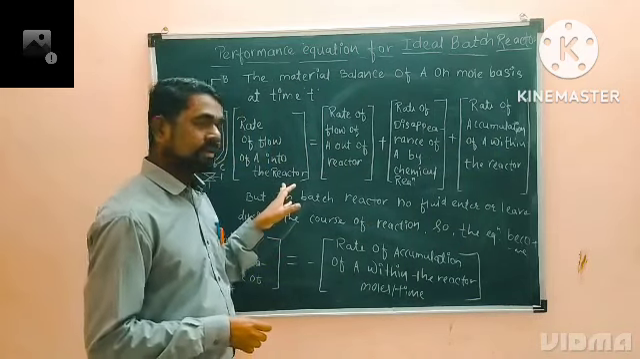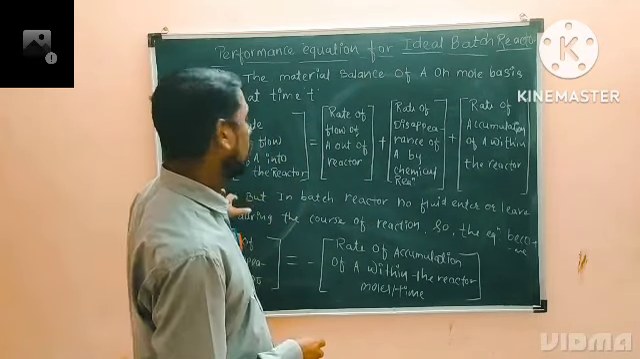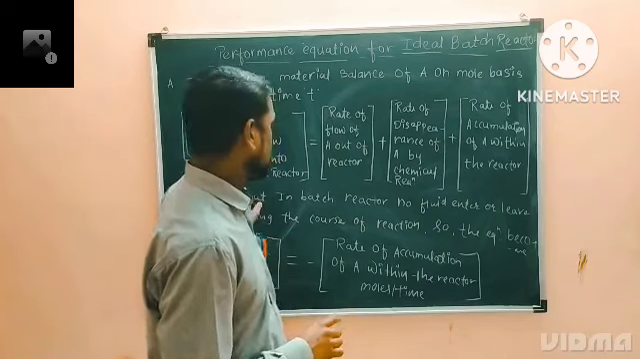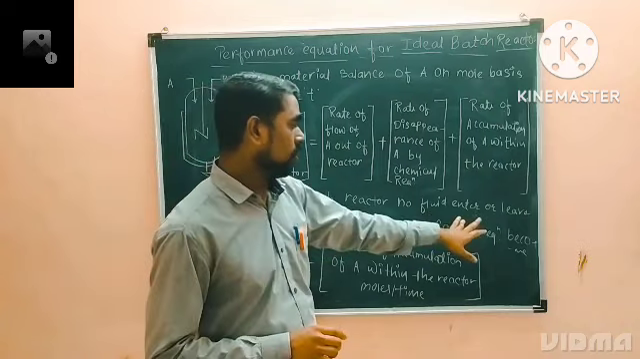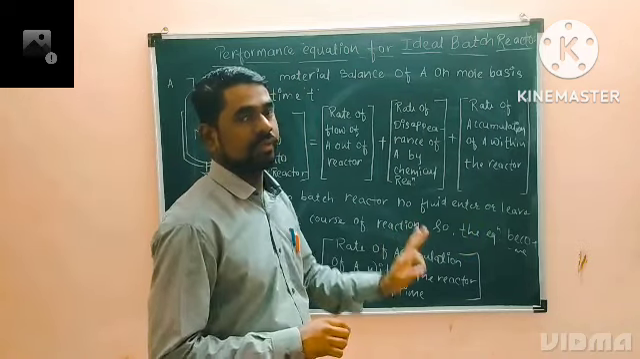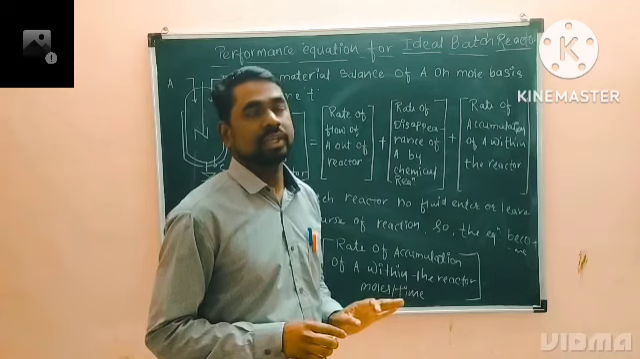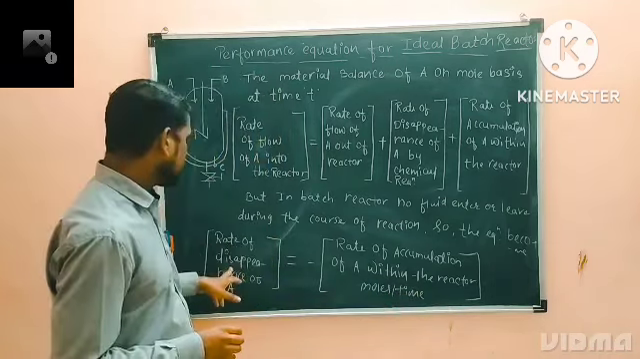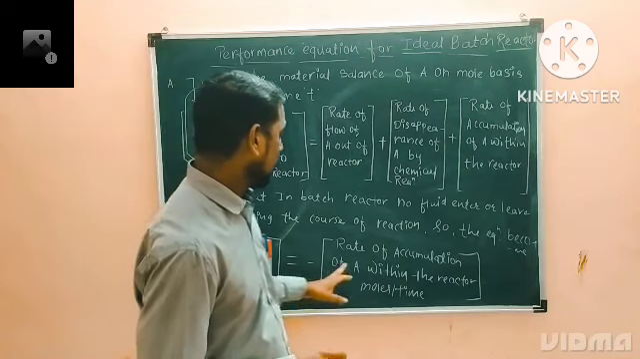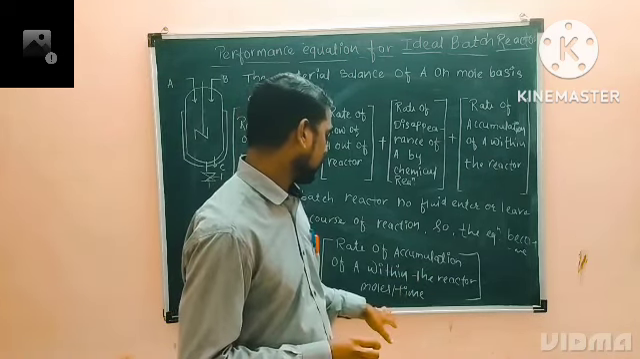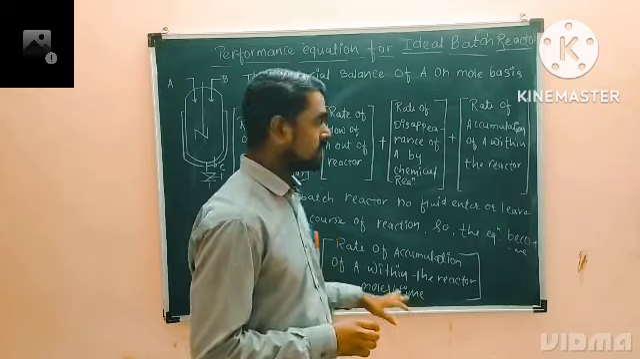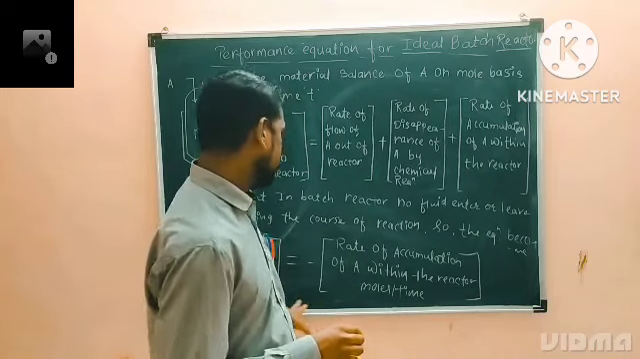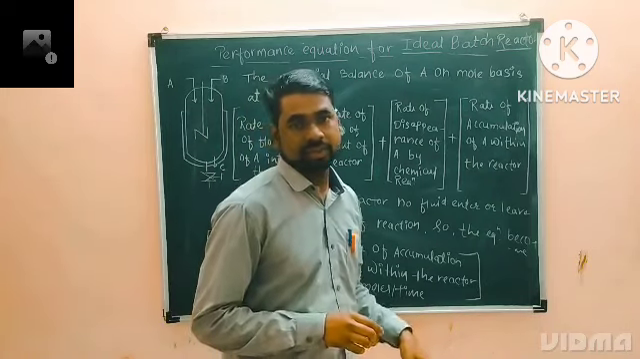But previously I told you that there is no inflow and outflow during the reaction. In the batch reactor, no fluid enters or leaves, so inflow is equal to 0 and outflow is equal to 0. So the equation becomes: rate of disappearance of A is equal to rate of accumulation of A within the reactor, in moles per time. So disappearance is equal to accumulation. On this basis we derive the equation.